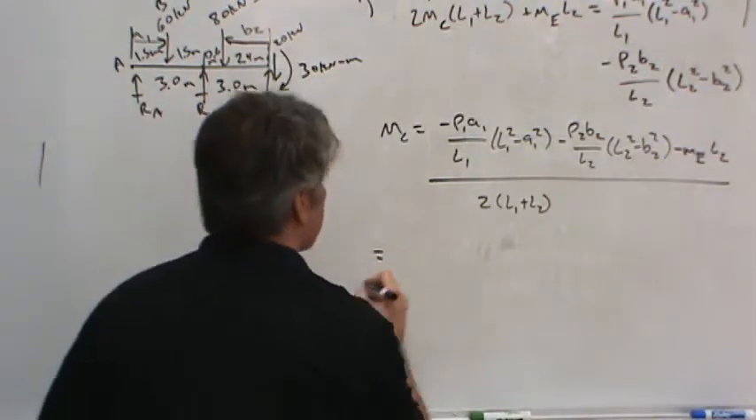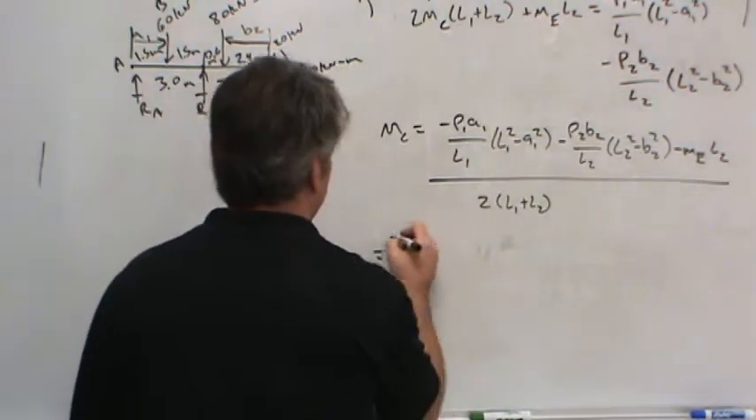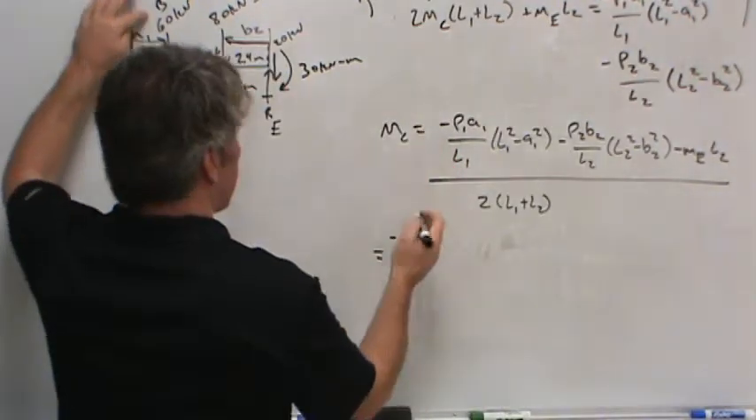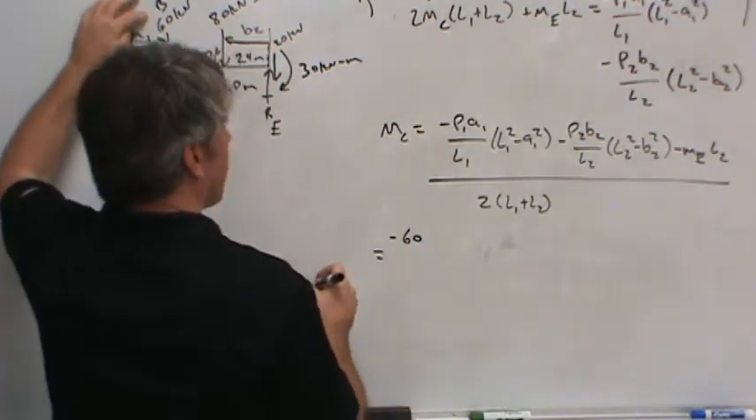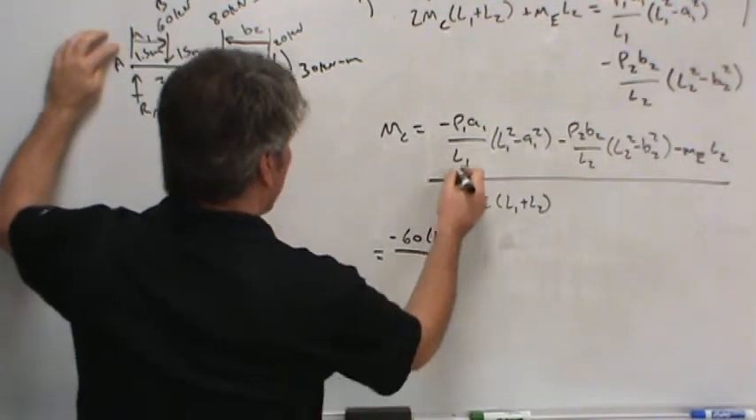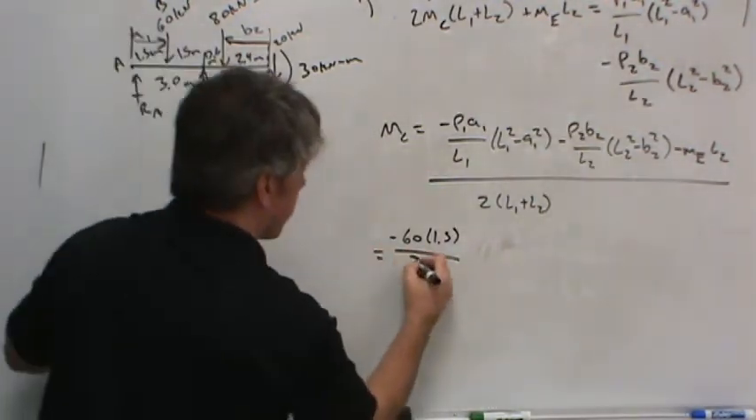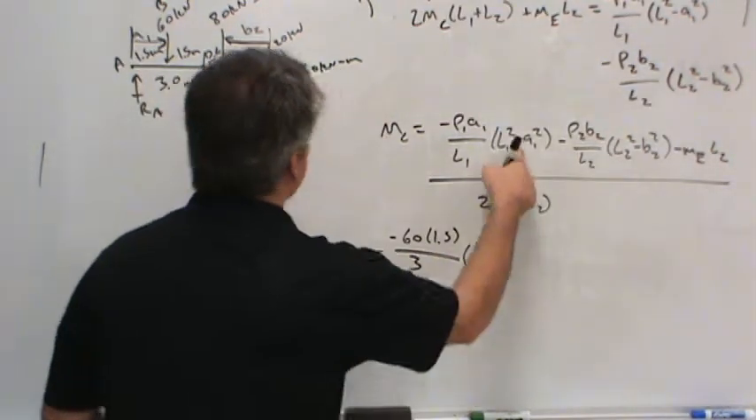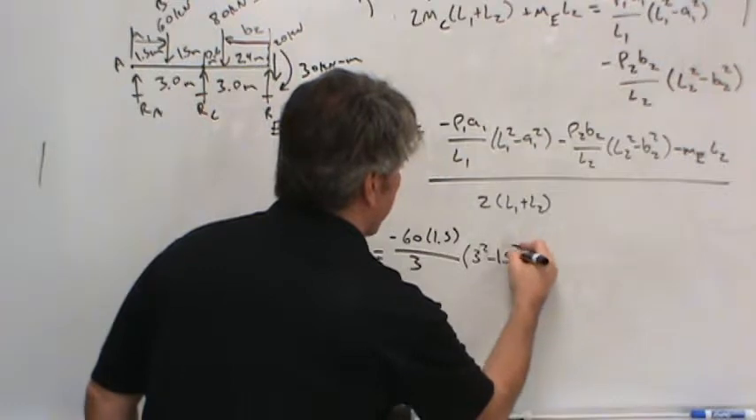So let's plug in numbers and see what happens. Negative P1 A1 over L1. Well, P1 is 60. I'll check units separately. A1 is 1.5. L1, well, that's just 3 meters. Multiplied by L1 is 3 meters squared minus A1 is 1.5 meters squared.